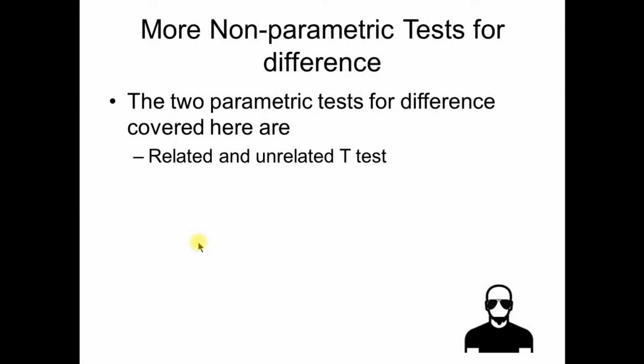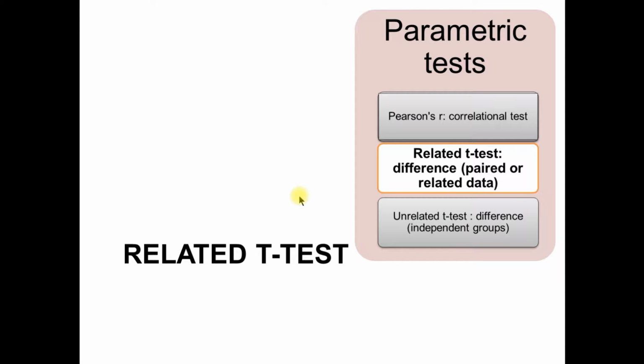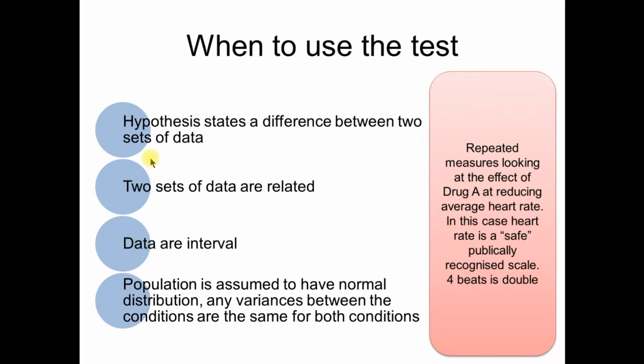Just to recap, most of the tests we've looked at previously have been non-parametric tests for difference. The two parametric tests for difference that we're going to look at are related and unrelated T test. So the related T test, first of all, when to use it. So when to use the test.